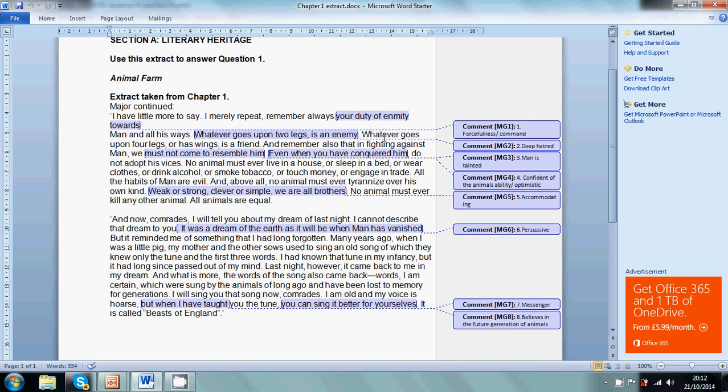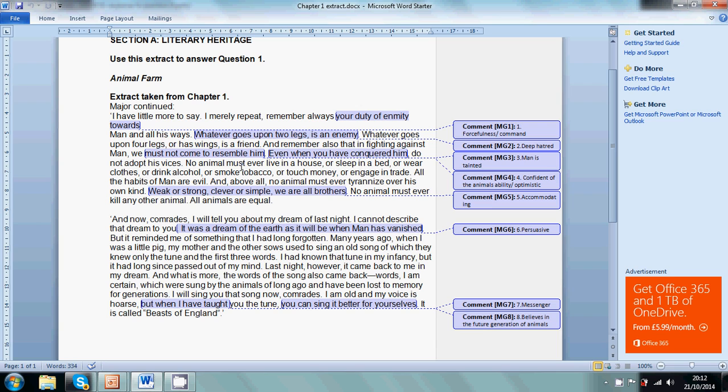And remember also that in fighting against man, we must not come to resemble him, which shows he feels that man is tainted, even when you have conquered him. And again, this highlights the character as an optimist, or he has confidence in animal's ability. Do not adopt his vices.